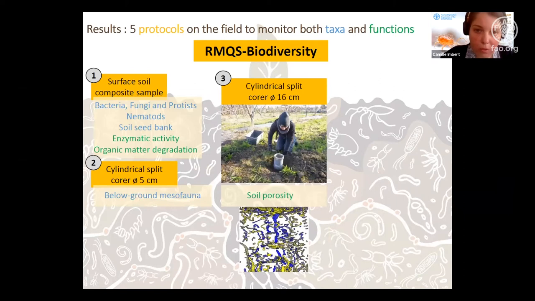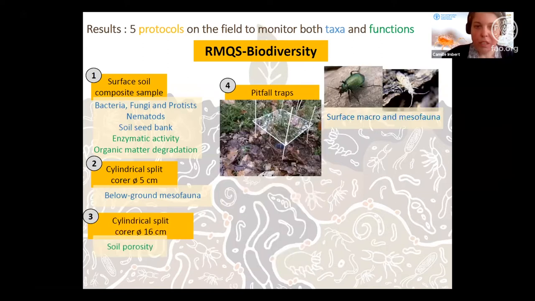There is another type of core of 16 centimeters diameter, so a little bigger, that allows us to assess the soil porosity due to the macrofauna, actually the earthworm tunnels. This core is scanned to show these tunnels. We also have pitfall traps to assess the surface macro and mesofauna like carabids, spiders, but also springtails.